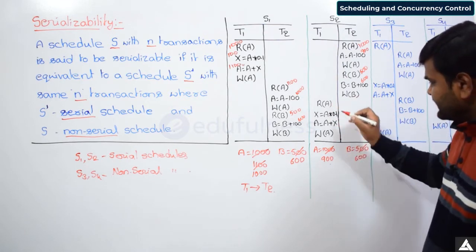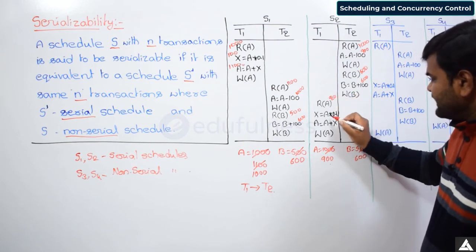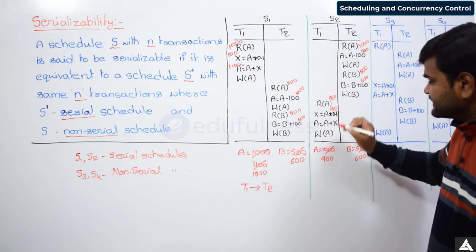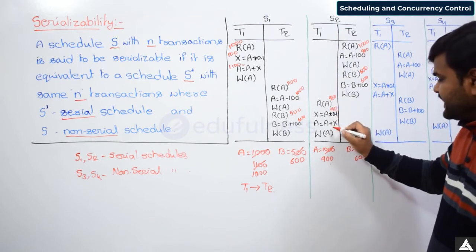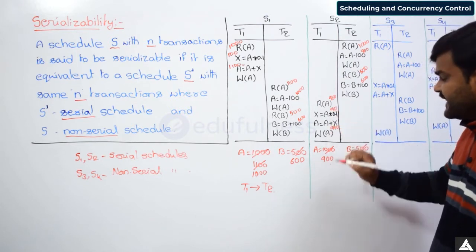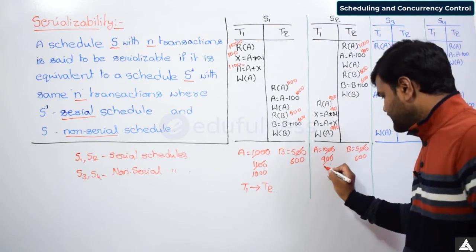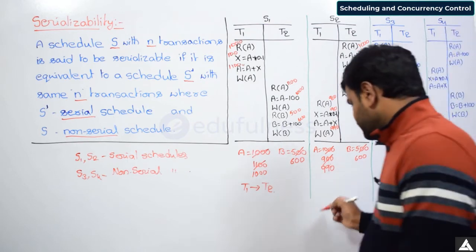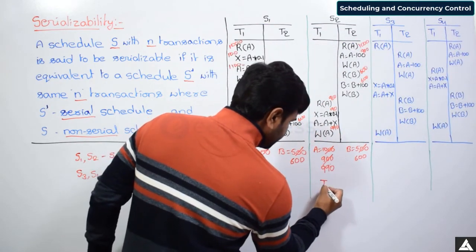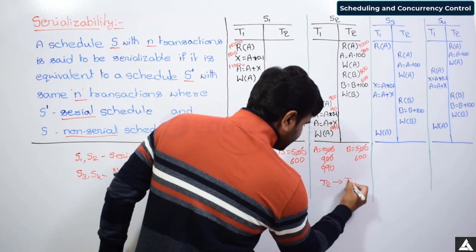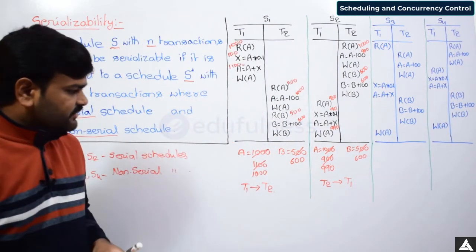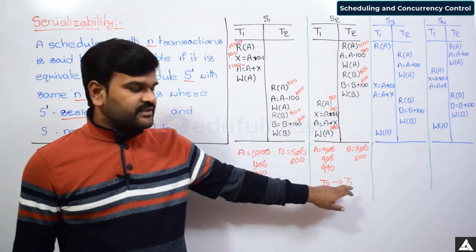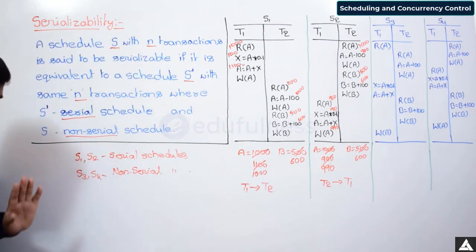Reading the A value, the current A value is 900, and finding 10% of 900, that is 90, right? Then you are adding that to A, so it is going to become 990. So you are writing it back. One thing you have to understand: here the order is T2 followed by T1. So first you are performing T2 and then you are performing T1 operations. So these two are the serial schedules.